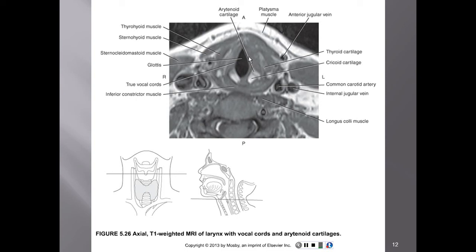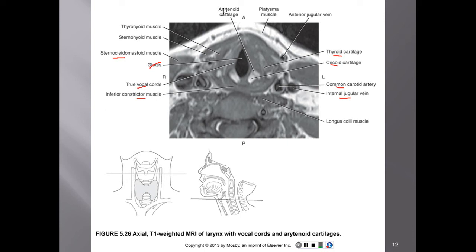Okay, so the thyroid cartilage, you want to know cricoid cartilage, you want to know common carotid, the internal jugular, the constrictor muscles, the true vocal cords, this region called the glottis. I'm sorry, didn't mean to cross that out. Absolutely, the sternocleidomastoid, and sometimes the sternocleidomastoid muscle is abbreviated SCM.